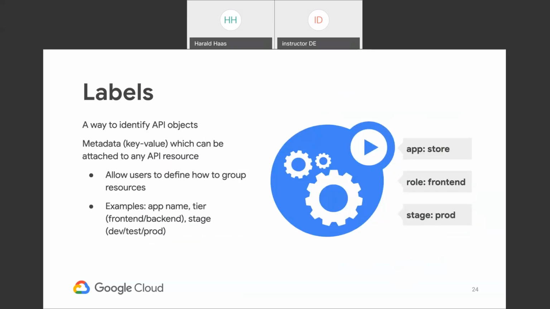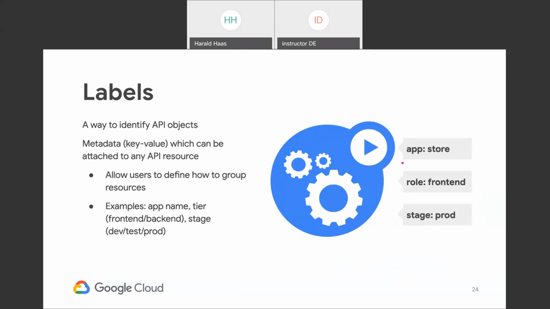Next thing are labels. Labels are a way to identify API objects. So labels are kind of a metadata which can be attached to any API resource. It allows a user to define how to group resources. And we've provided some examples here on the right side.